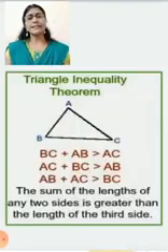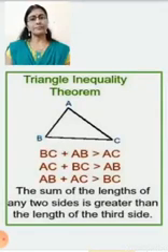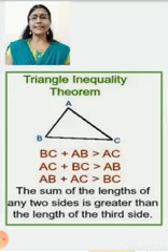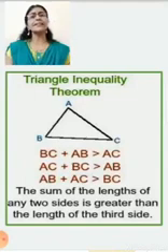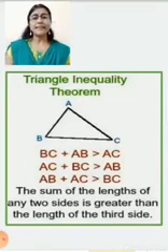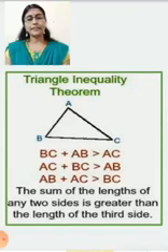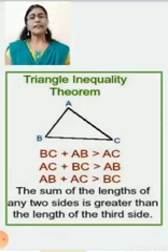And this is called as triangle inequality theorem. Here you can see in a triangle ABC, BC plus AB is greater than AC. That means the sum of any two sides is greater than the third side. AC plus BC is greater than AB. And then AB plus AC is greater than BC, which tells that the sum of the length of any two sides of a triangle is greater than the length of the third side.